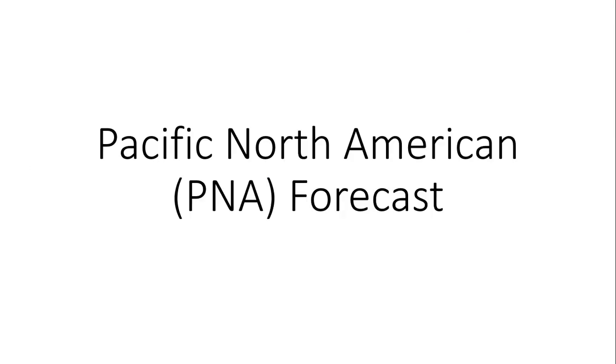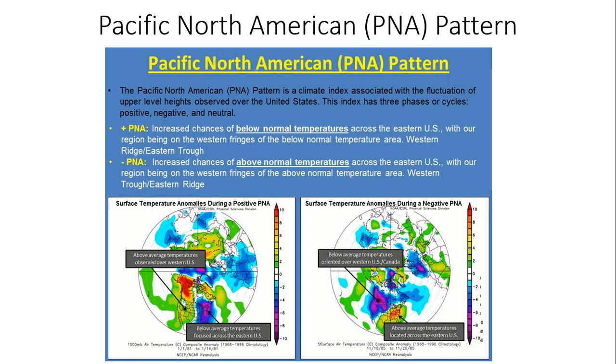Now, on to the Pacific North American PNA forecast. As a reminder for the Pacific North American pattern, when you have a positive PNA, that generally indicates a ridge in the west with above average temperatures, and then below normal temperatures and a major dip or trough, a long wave trough, in the eastern U.S.